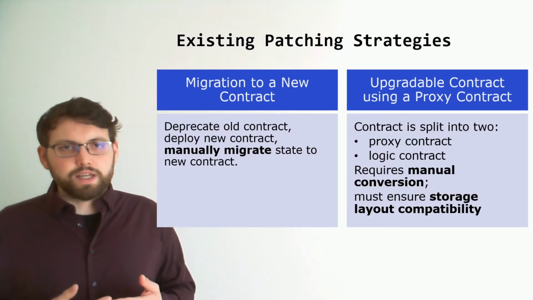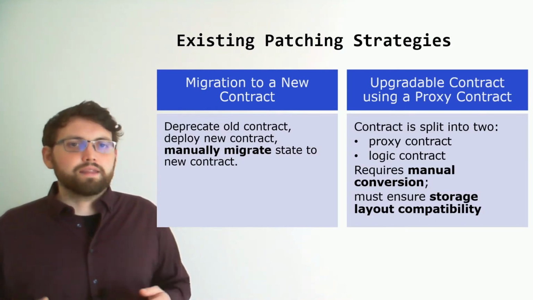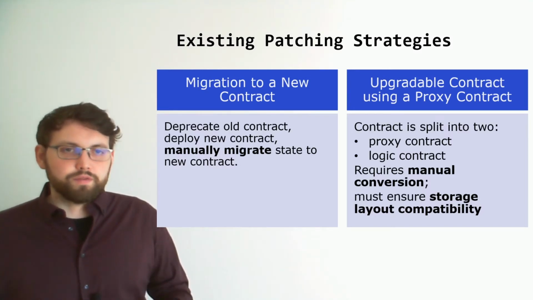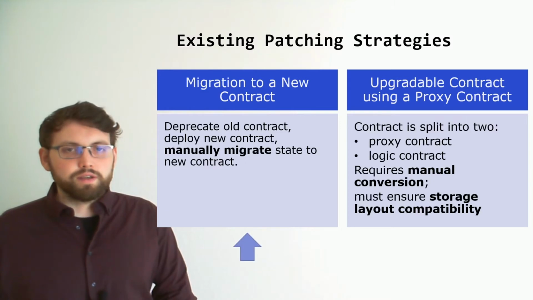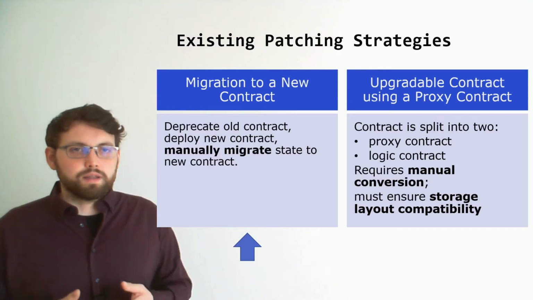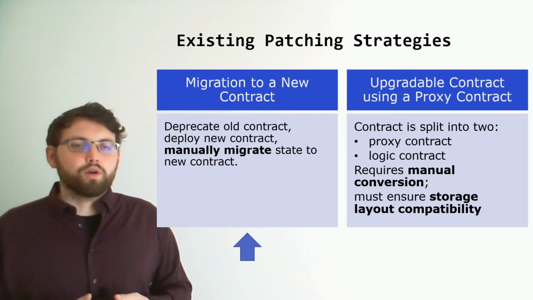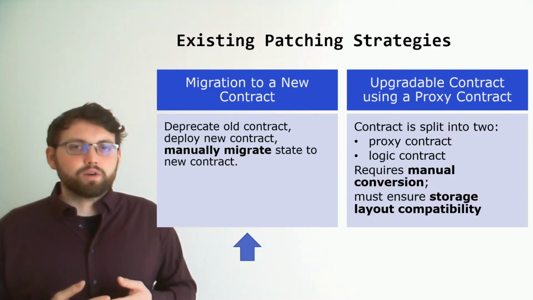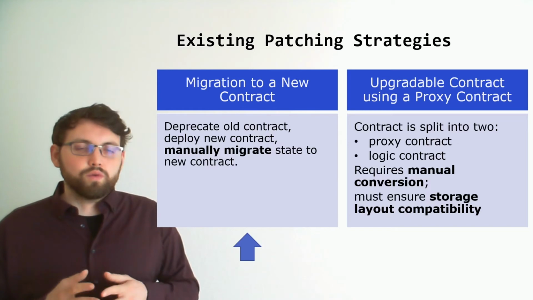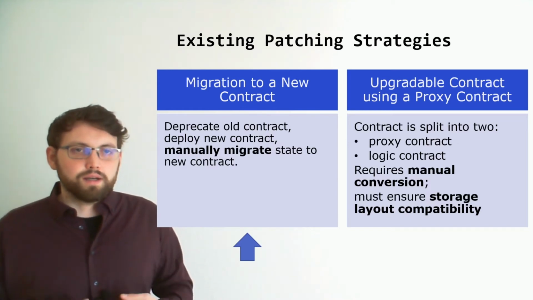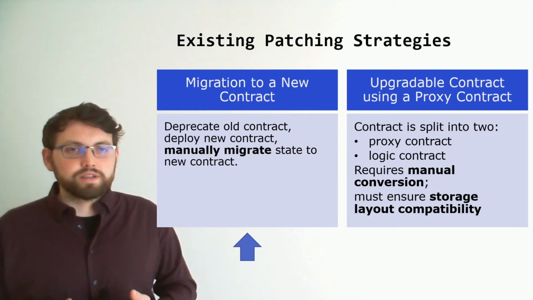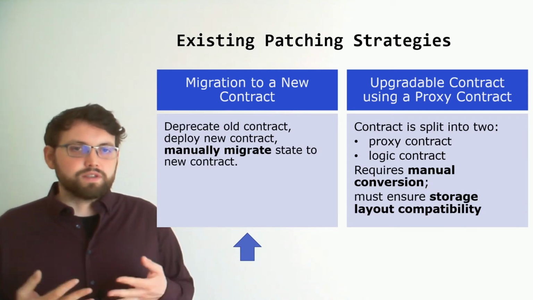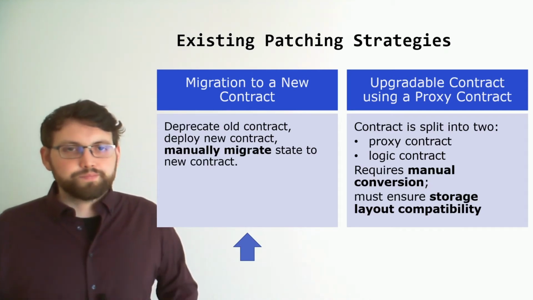Now, there are some strategies on how you can patch your smart contract. The Ethereum community came up with two primary strategies here. We have the migration strategy, where you deprecate your old contract, you deploy a new contract, which is a patched version of your contract, and then you manually migrate the state from your old contract to your new contract. So you have to develop your smart contract in a way such that it supports this migration, and the migration itself is usually done by a developer.